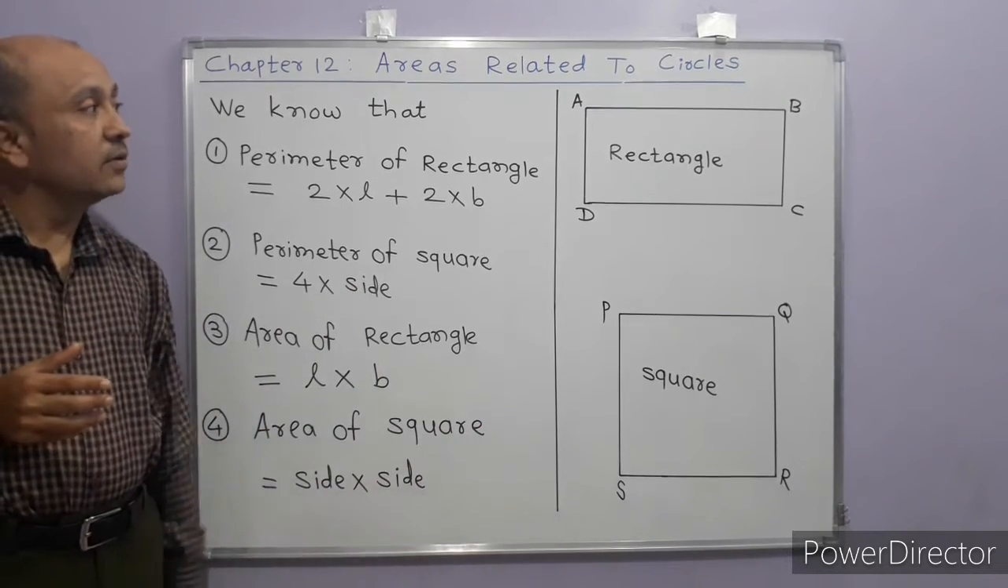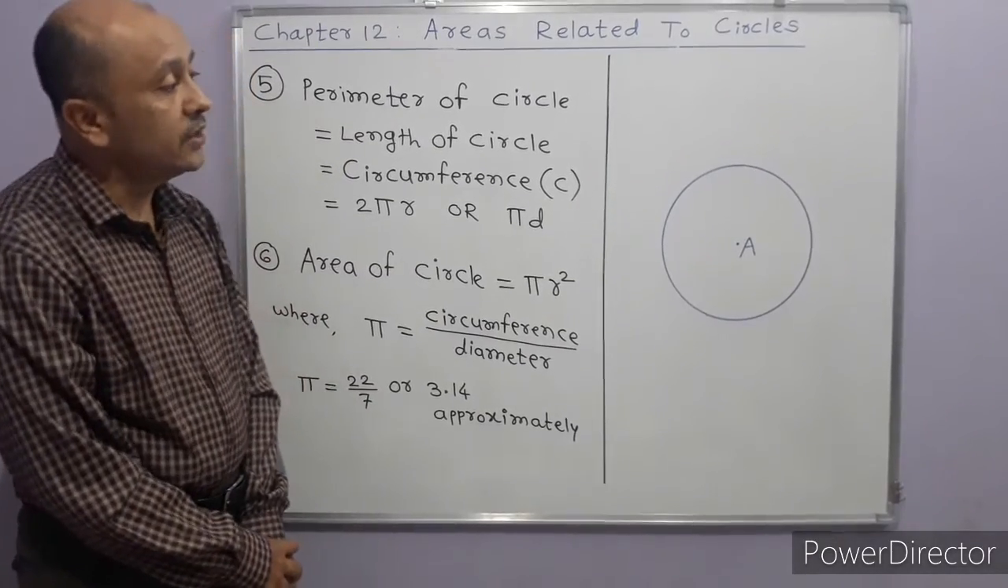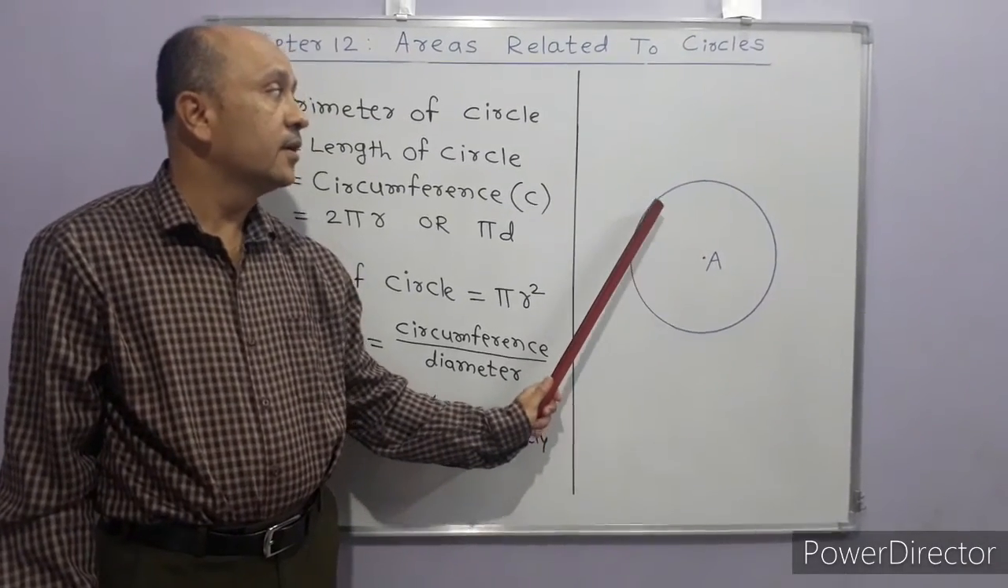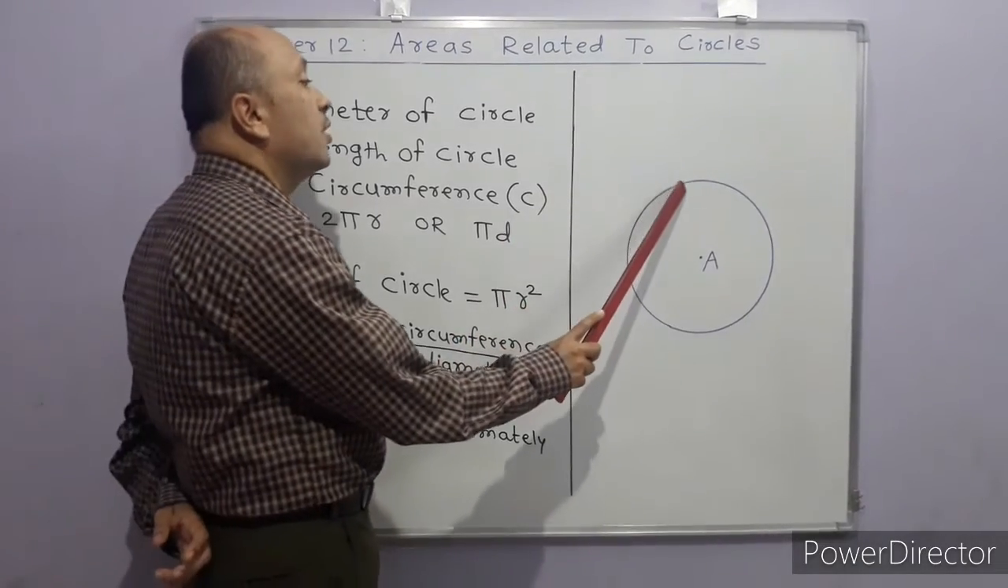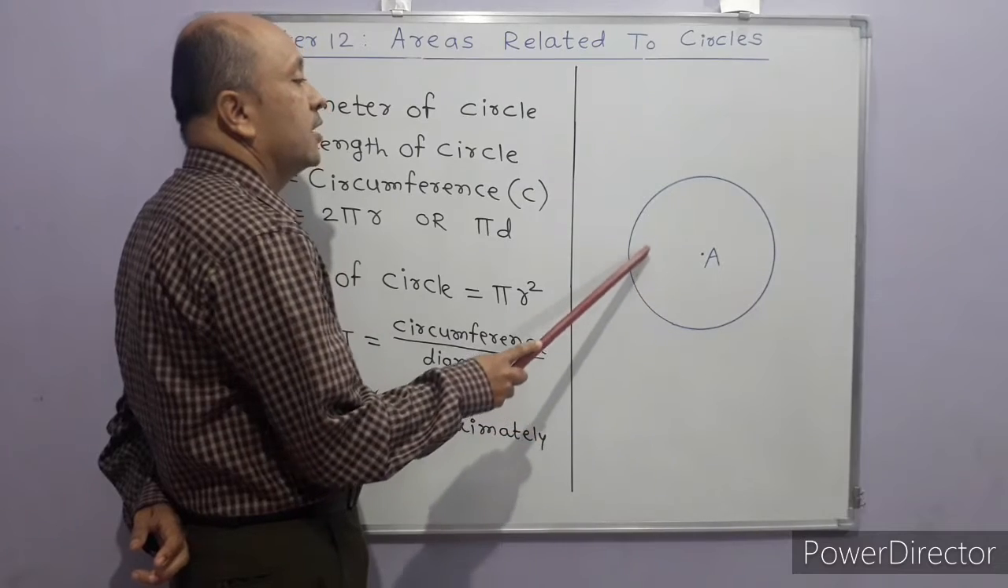So again, we are going to see the further part of this. Okay students, the figure is given now, a circle. The circle with center A is given. Then what is the concept of perimeter? Perimeter means moving on the boundary of the circle. Okay, so there are three concepts.